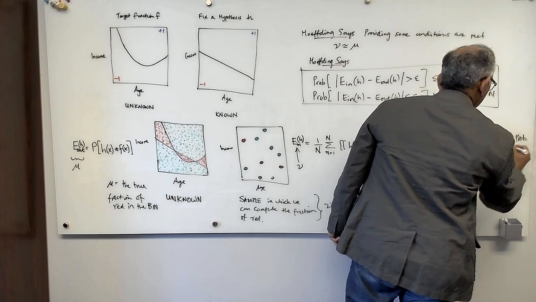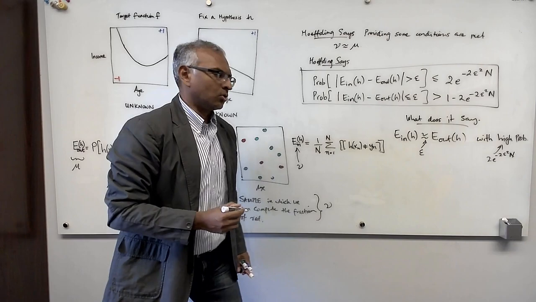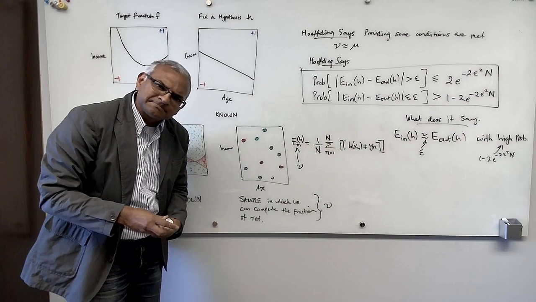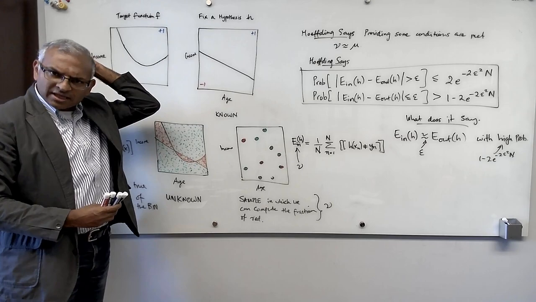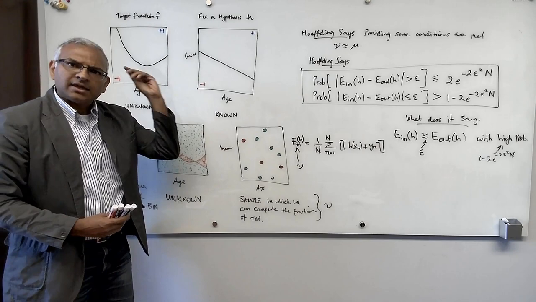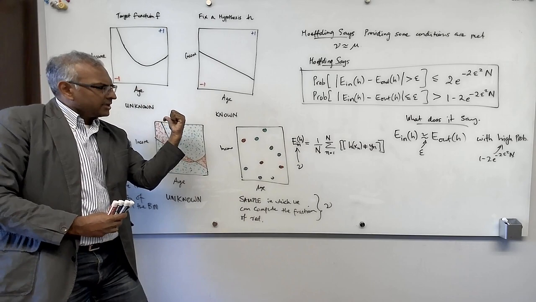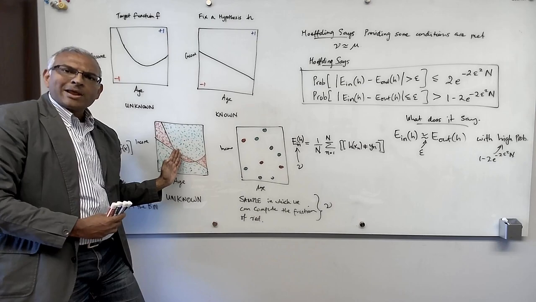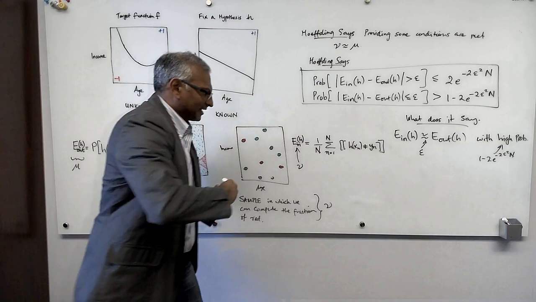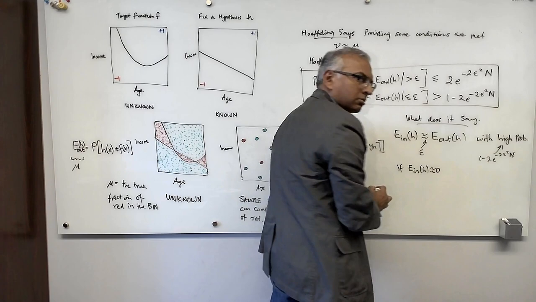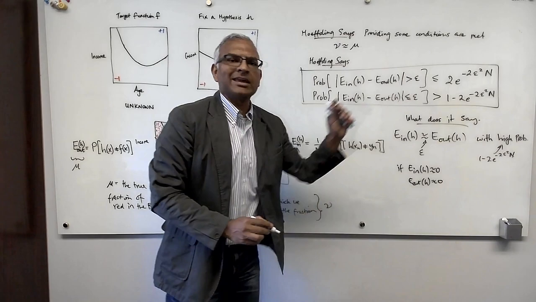And this is where the 2 e to the minus 2 epsilon squared n comes in, or 1 minus of that, with high probability. Okay, and what is this saying? This is saying that if I have my fixed hypothesis H, then by looking at how that H is performing on the sample, I can conclude something about that H outside the data. Namely, I can conclude that its overall performance is represented by its performance on the sample. So, specifically, if E in of H is approximately zero, then E out of H is approximately zero within my error tolerance epsilon.